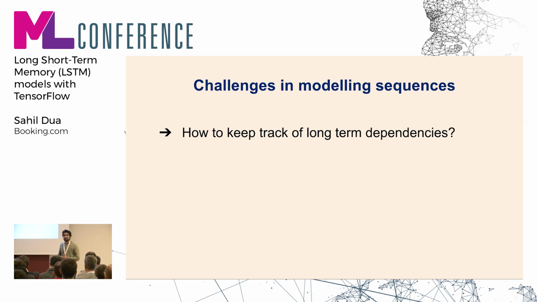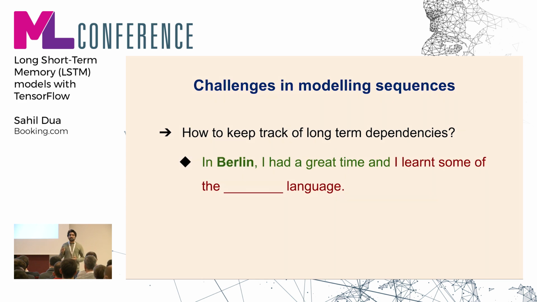And this is one of the things that is going to actually lead us to LSTMs. So this is an example: in Berlin, I had a great time, and I learned some of the blank language. We can look at it and guess what language is more probable, but for the computer to be able to learn it, it has to remember what was there at the beginning of the sentence, so it has to maintain some sort of long-term memory to keep that context. When it knows that the blank is going to be a language, it remembers the context and links that to the German language based on whatever we had in the sentence.